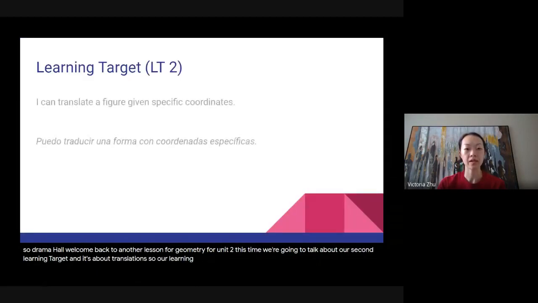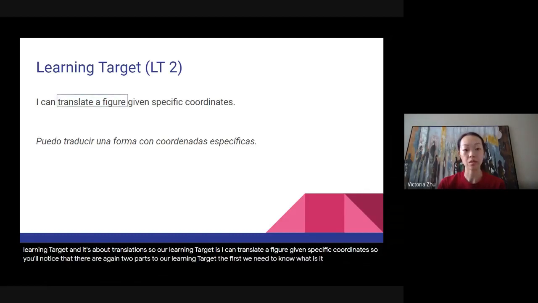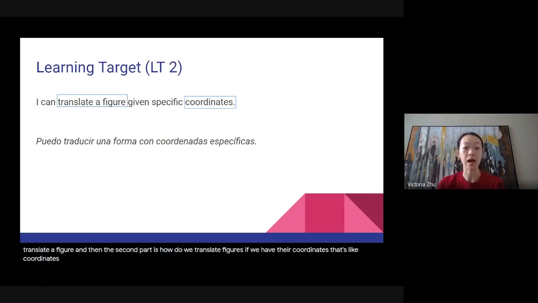So our learning target is I can translate a figure given specific coordinates. You'll notice that there are again two parts to our learning target. The first, we need to know what does it mean to translate a figure. And then the second part is how do we translate figures if we have their coordinates? That's like coordinates on a graph. So again, we'll split it into two essential questions. One essential question is about what it is to translate a figure, and the second is how do we do that for coordinates?